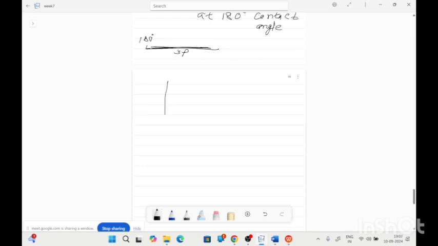If we see the variation of delta G heterogeneous divided by delta G homogeneous, that is S theta, with respect to contact angle, the curve will achieve the 0.5 value at a 90 degree angle.